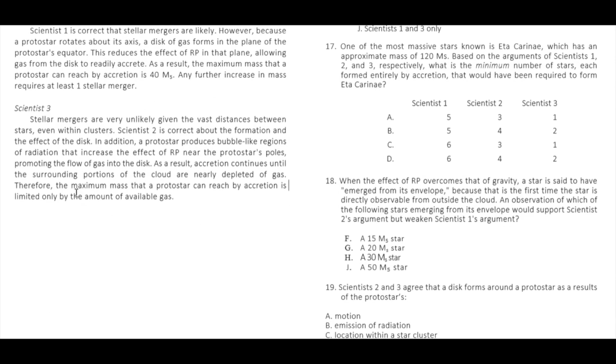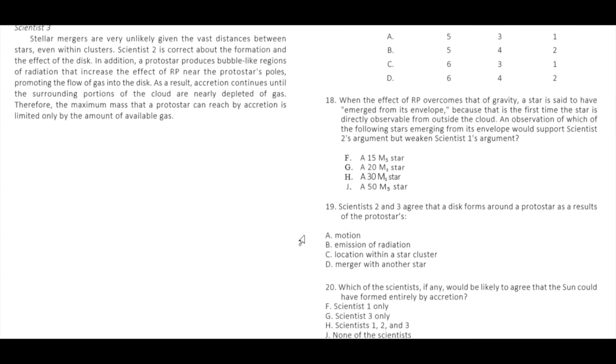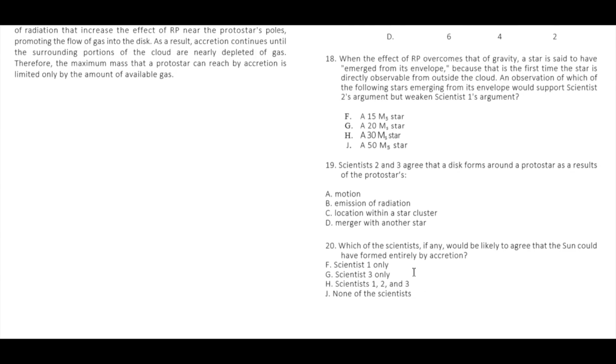Scientist 3 says, the maximum mass that a protostar can reach by accretion is limited only by the amount of available gas. So the solar mass that Scientist 3 claims is unlimited. So based on this, it seems that all three scientists support the idea that the Sun could have formed by accretion. We scroll down and we see that option H, scientists 1, 2, and 3, is the correct answer.